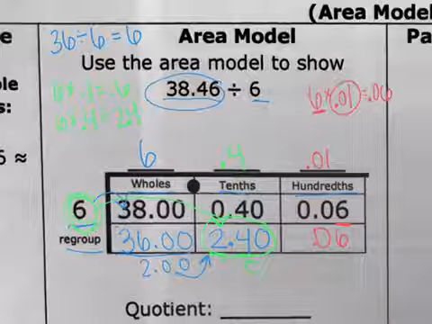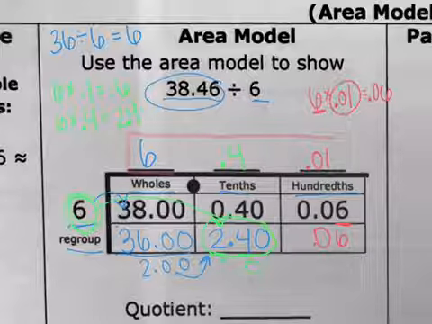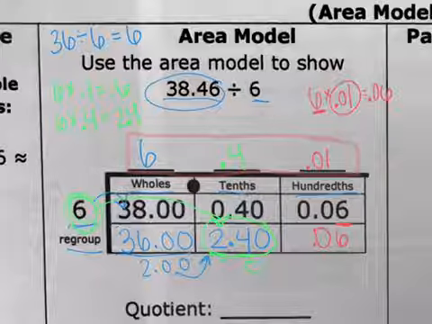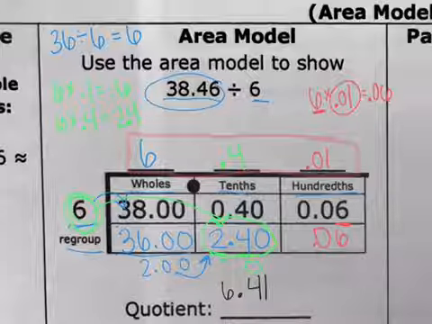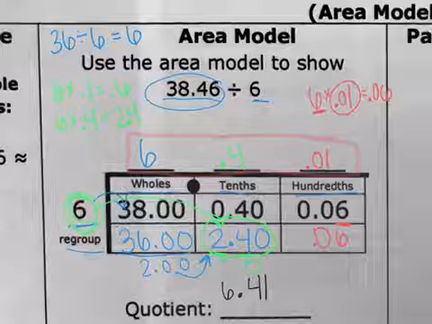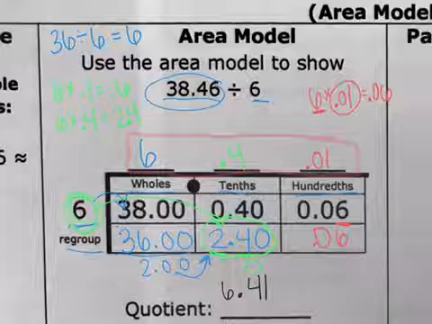So my answer, believe it or not, is actually going to be located right up here at the top of all my place values. All of those pieces of groups of 6 that I took out from 38 and 46 hundredths. So in the end, my final quotient should be 6 and 41 hundredths. In the number 38 and 46 hundredths, there are 6 and 41 hundredths groups of 6. This is probably the most confusing way to divide decimals, but it is effective if you are very comfortable using place values.